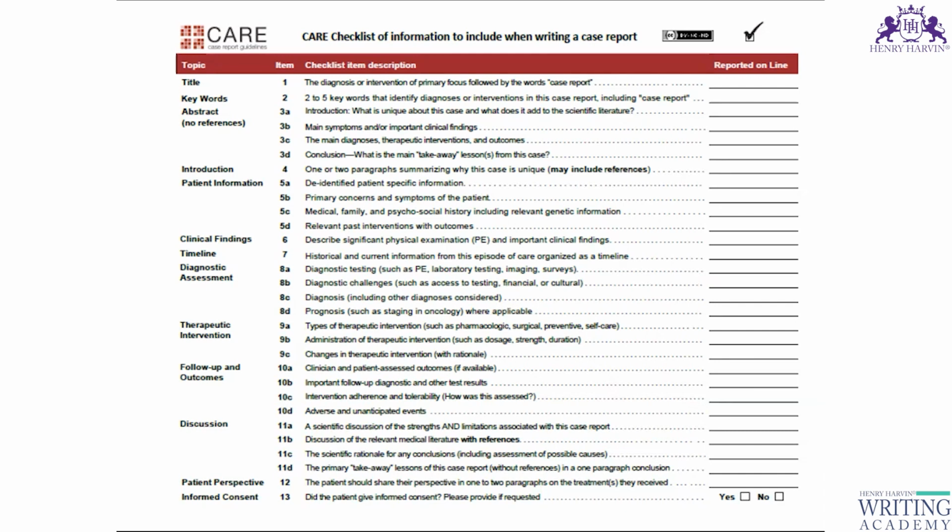First is the title. The first thing you have to write is the title, and the title is the diagnosis or intervention of primary focus, followed by the words case report. So in the title you have to mention what diagnosis or intervention the case report is about, along with the words case report. Because when readers go through the article, the first thing they read is the title of the study.